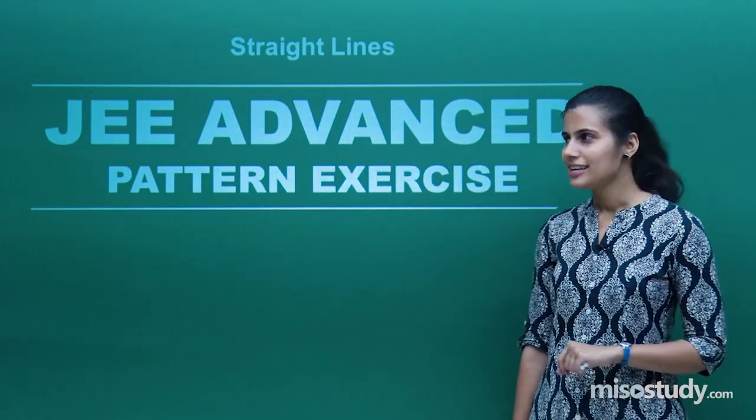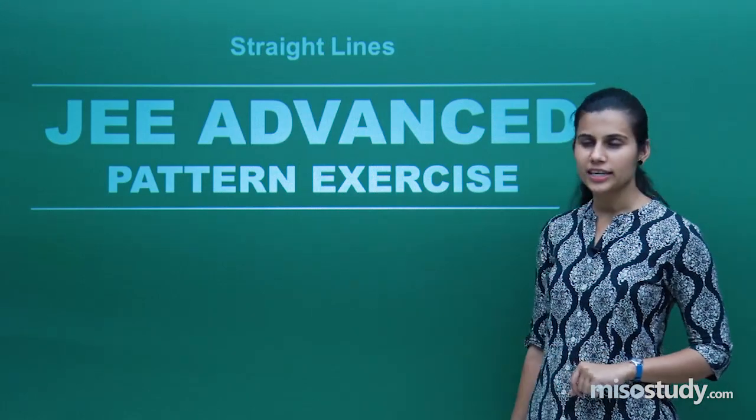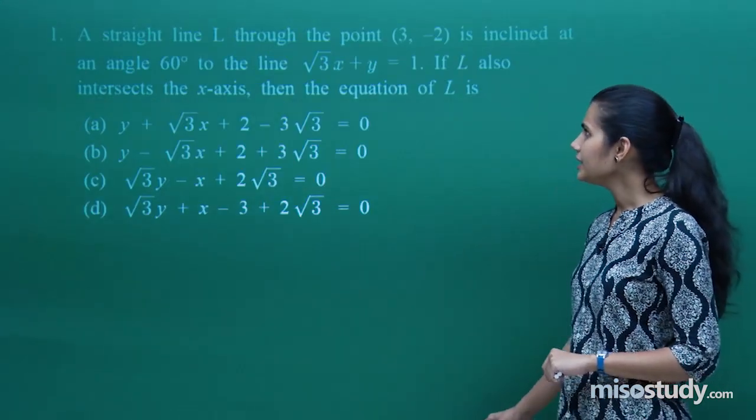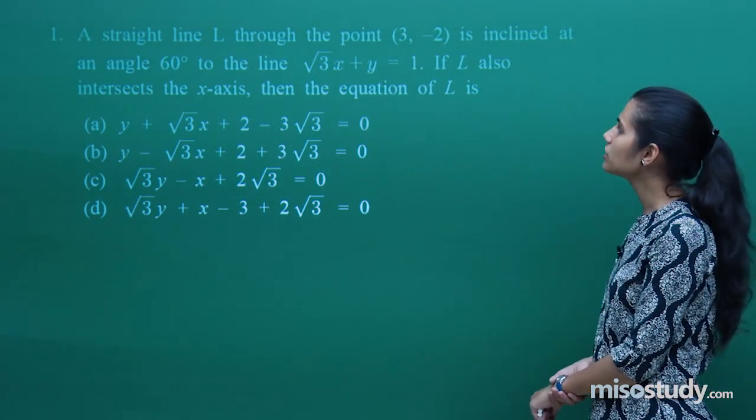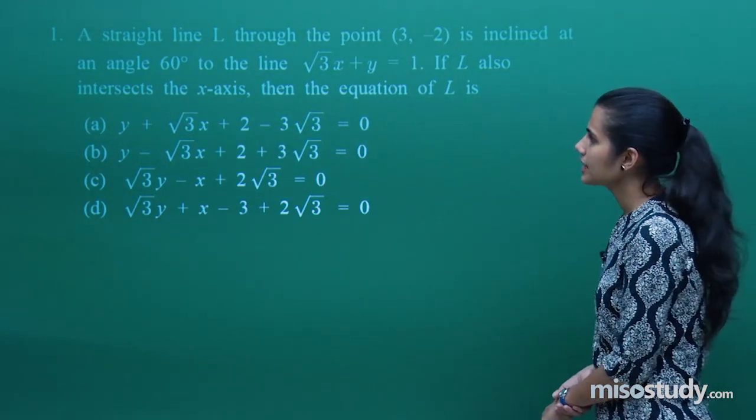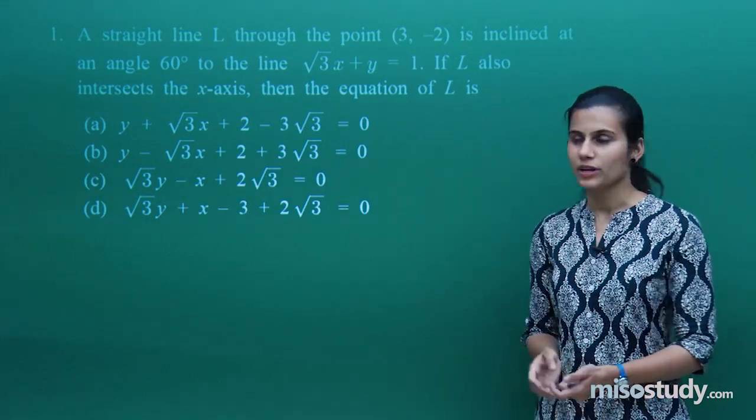Hello everybody, let's begin the discussion over the questions of straight lines. A straight line L through the point (3, -2) is inclined at an angle of 60 degrees to this line. If it is also intersecting the x-axis, then what is its equation?